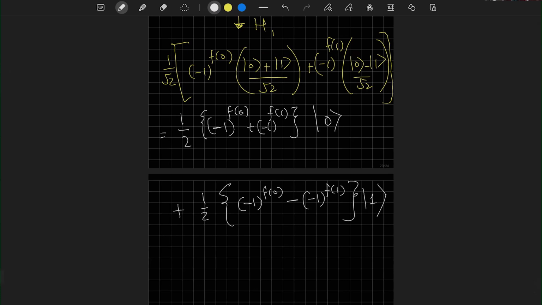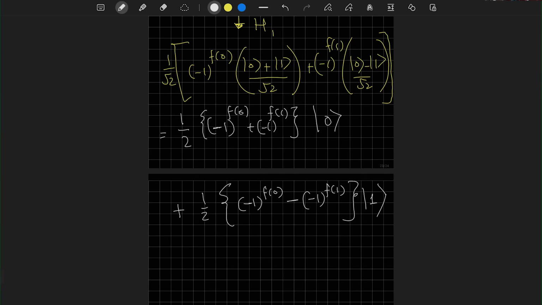If the function is constant, which term survives? Survive means it does not disappear. The first one. This term survives, this term disappears. This term just goes away. So your first qubit is left in the state |+⟩ (ket 0 after Hadamard).